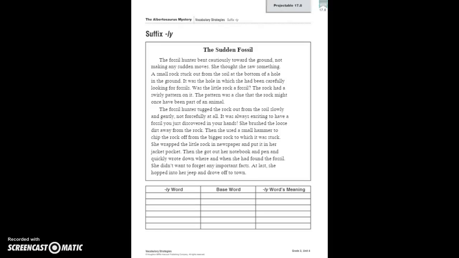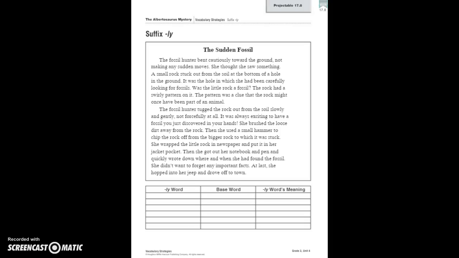Let's read the story, The Fossil. The fossil hunter bent cautiously toward the ground, not making any sudden moves. She thought she saw something. A small rock stuck out from the soil at the bottom of a hole in the ground. It was the hole in which she had been carefully looking for fossils.